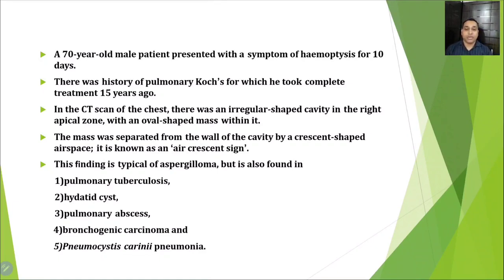So we already discussed the air crescent sign in the previous lecture. If you want to know about the air crescent sign, the link is given in the description. You can click there and watch that video. Though this finding is typical of pulmonary aspergilloma, it can also be found in pulmonary tuberculosis, hydatid cyst, pulmonary abscesses, bronchogenic carcinoma and pneumocystis carinii pneumonia.